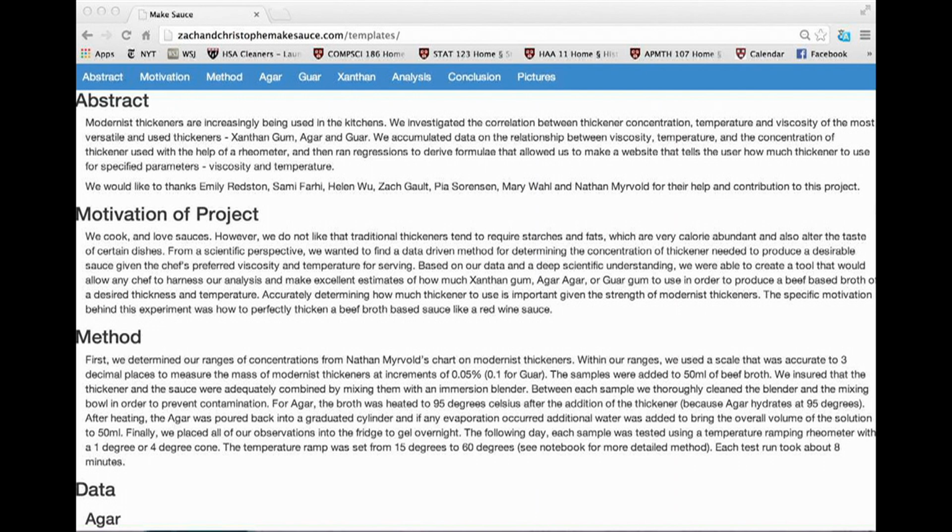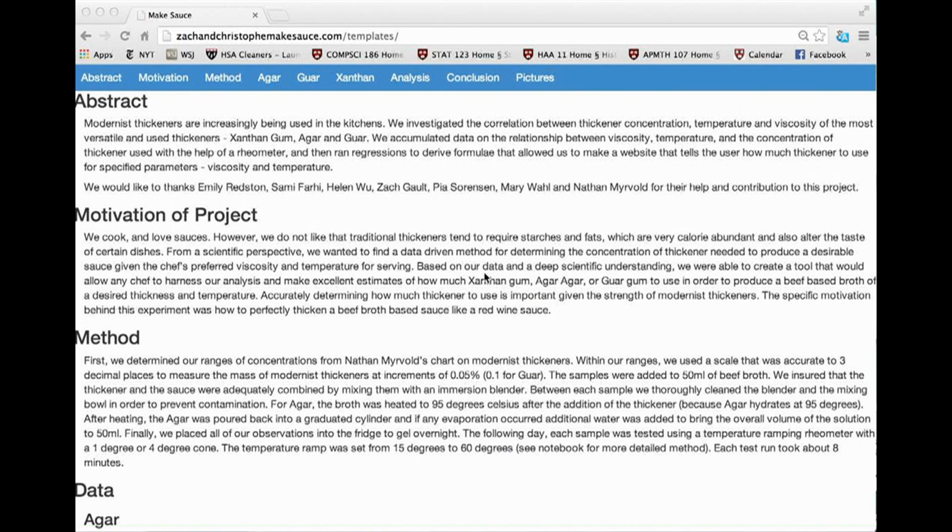And for each of these incremental concentrations we created a sample with beef broth, and with each of these samples we ran them through a temperature ramping rheometer. So what this gave us was a massive data set of viscosities from 15 degrees to 60 degrees for each sample. And now Zach will talk about what we did with this data set, how we organized it, and how we developed our tool.